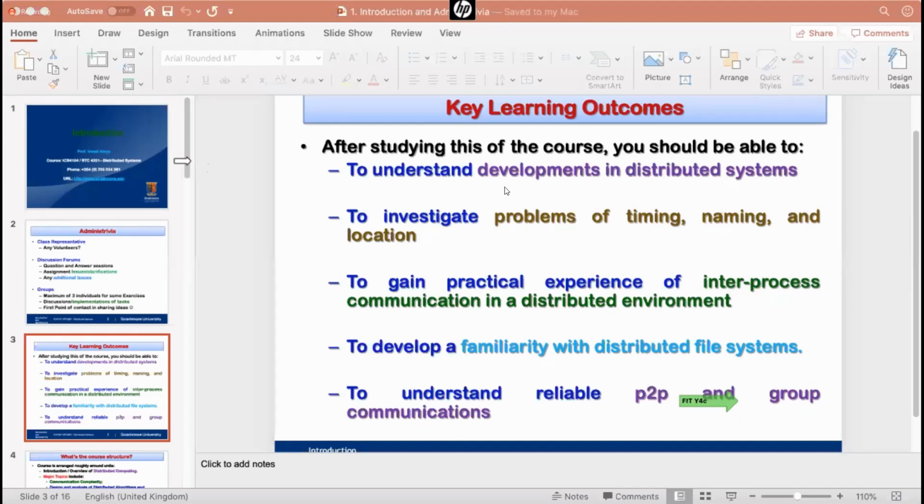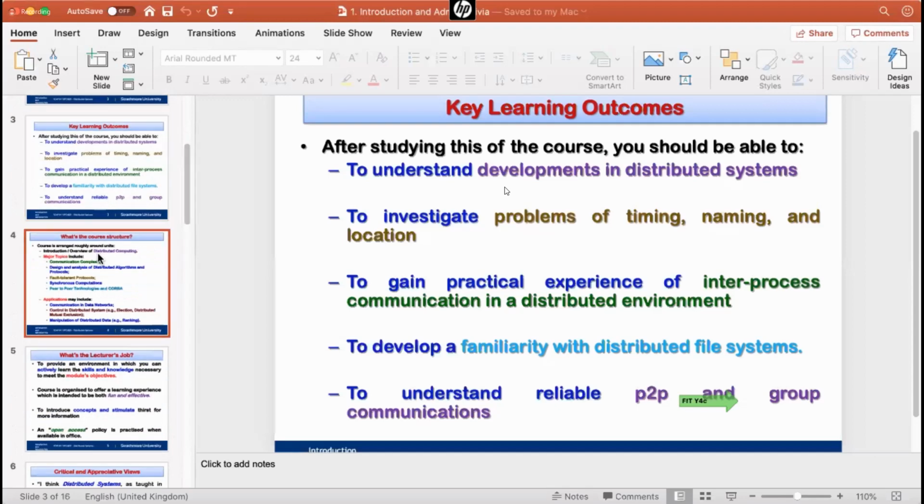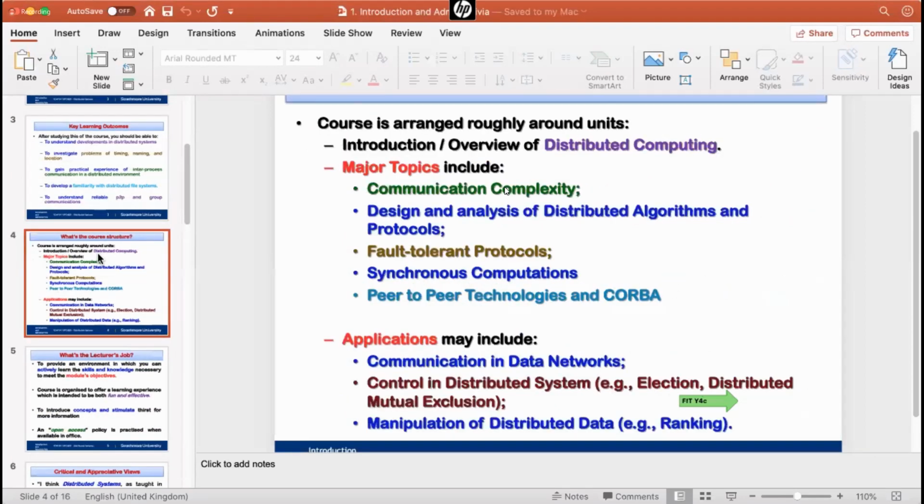Now, the next thing we'll look at in general is what we refer to as the major topics. So we'll have an overview, and then we'll have communication complexity. If you are receiving me, listening to me, and even responding, you'll find that there's a lot of complexity involved. So how is that handled? That is part of the things we'll look at.